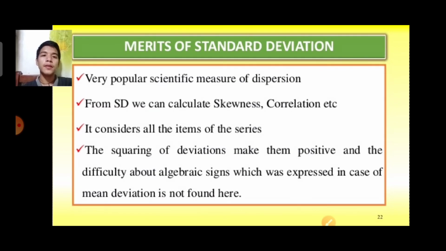Merits of standard deviation. It is a very popular scientific measure of dispersion. From standard deviation, we can calculate skewness, correlation, and so on. It considers all the items of the series. The squaring of deviations makes them positive, and the difficulty about algebraic signs, which was found in the case of mean deviation, is not found here.